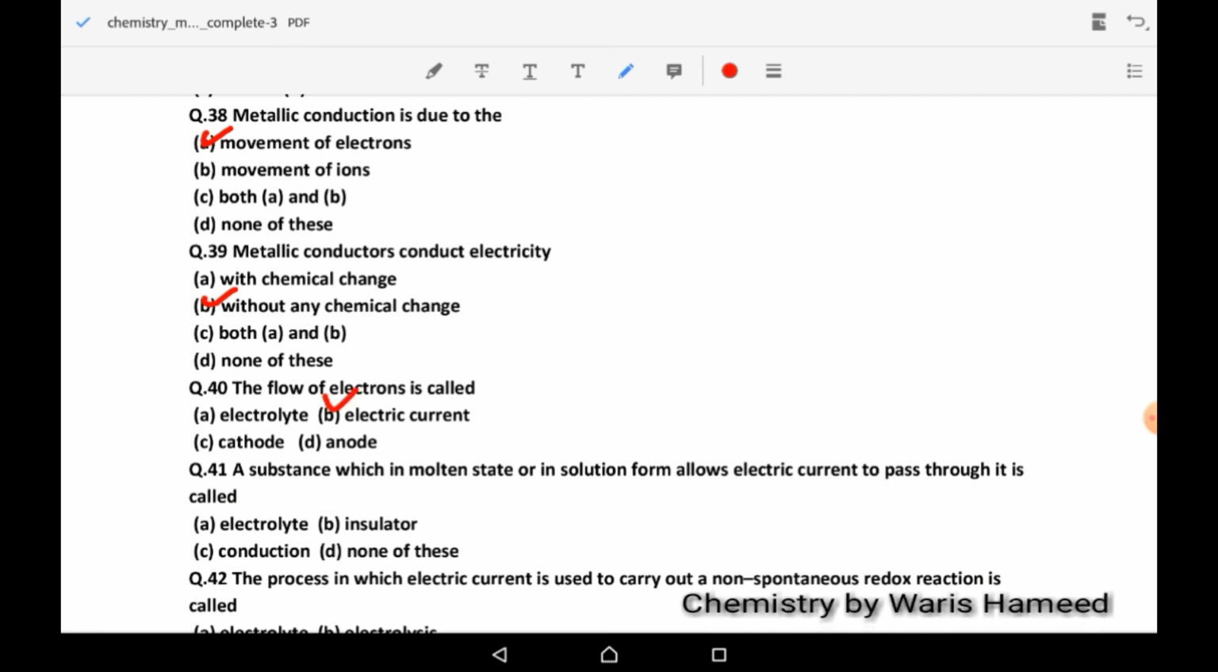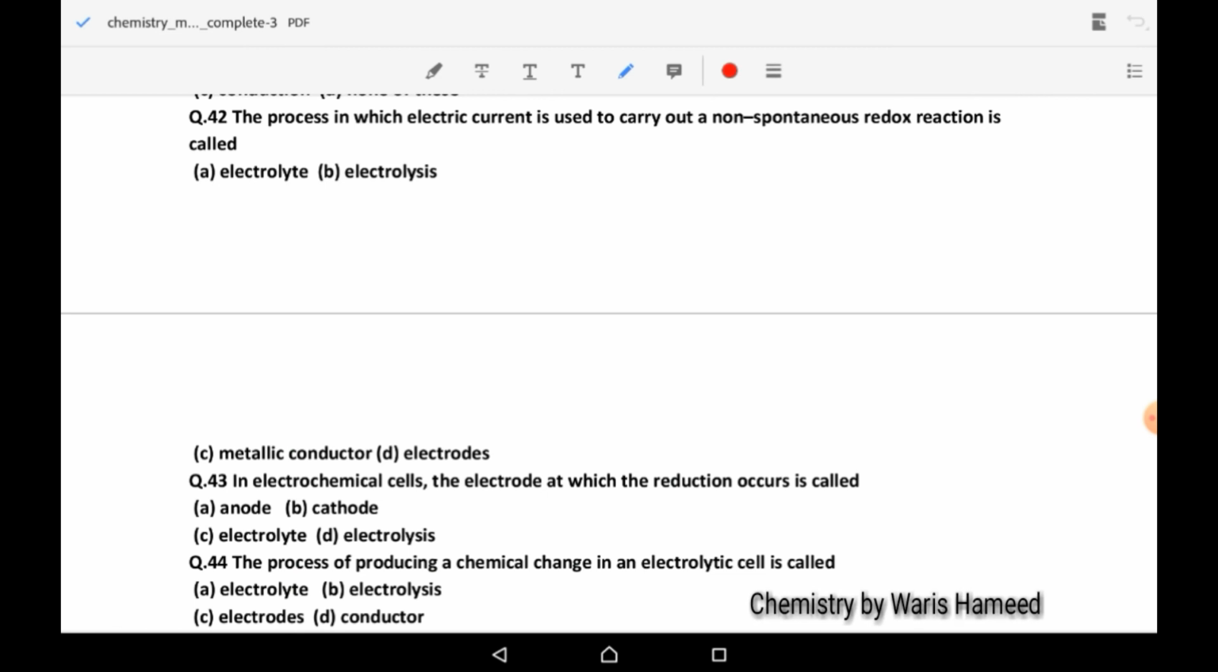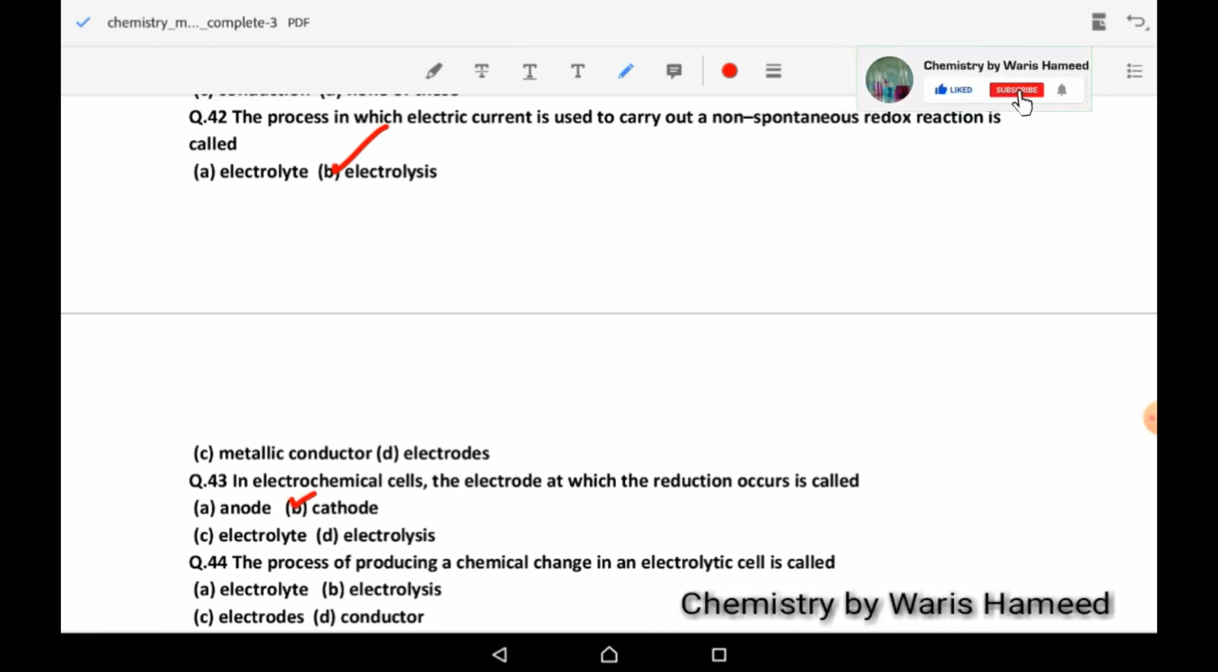A substance which in molten state or in solution form allows electric current to pass through is called an electrolyte. The process in which electric current is used to carry out a non-spontaneous reaction is known as electrolysis. In an electrochemical cell, the electrode at which reduction occurs is the cathode. The process of producing a chemical change in an electrolytic cell is called electrolysis.